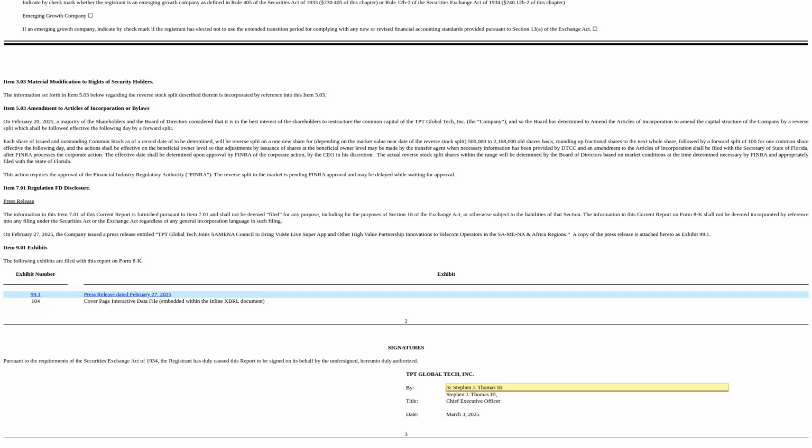Now, what does all this mean? Well, reverse splits followed by forward splits are interesting. Sometimes companies do that to make their stock look more attractive to investors, especially if the price has been very low. But it can also be a sign that the company is struggling and trying to avoid being delisted from an exchange. The deal with SAMENA Council seems like a positive step to expand the telecom in Africa. But at this time, it doesn't appear there are financial reports to review. This reverse followed by forward split and the dependency on regulatory approvals makes it very difficult to predict the direction of the company.